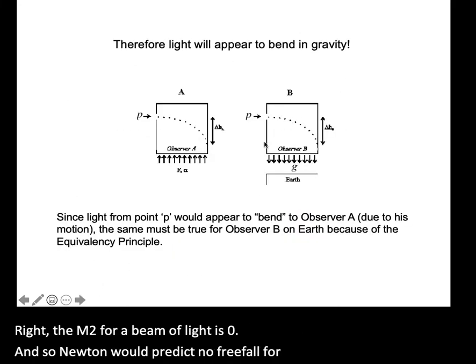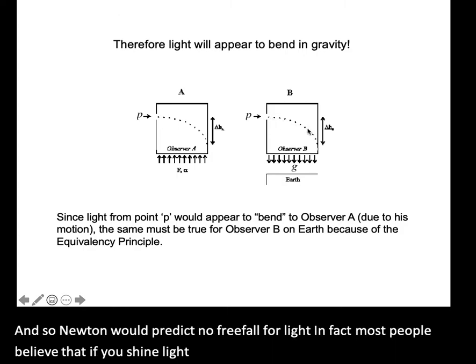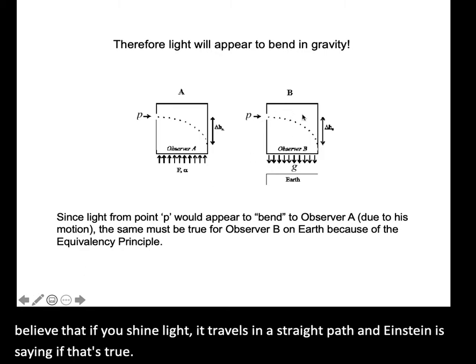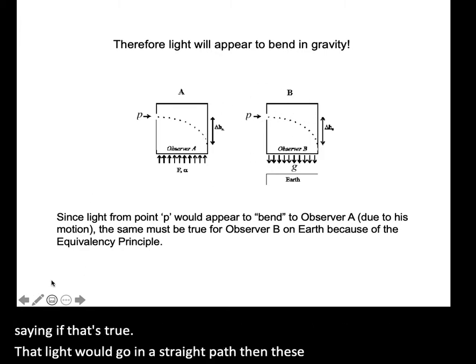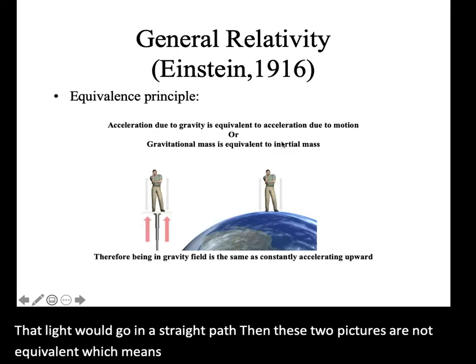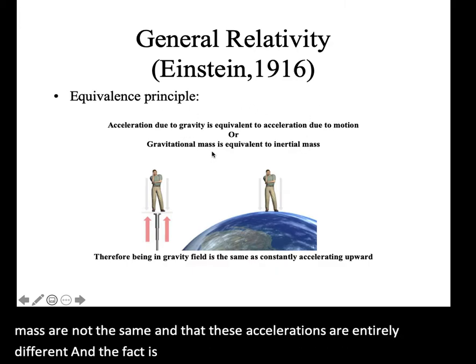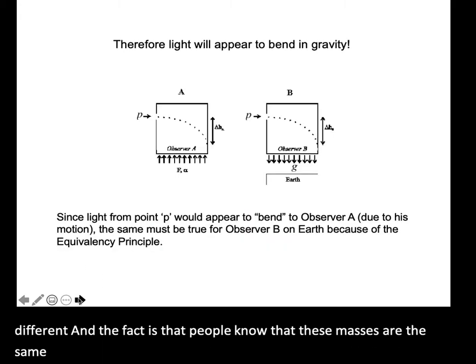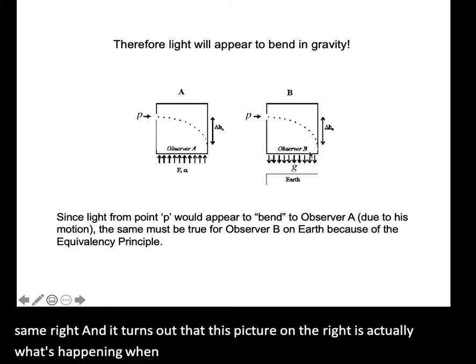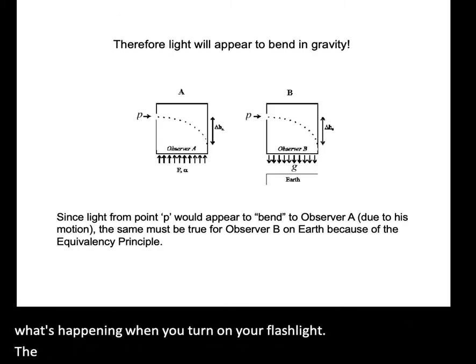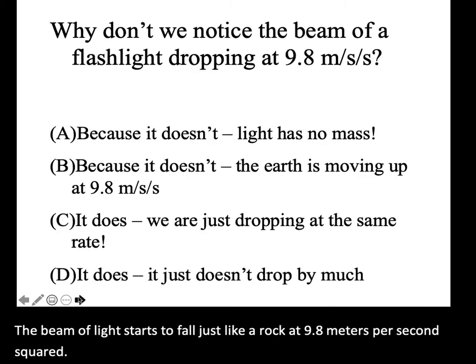In fact, most people believe that if you shine light, it travels in a straight path. And Einstein is saying, well, if that's true, that light would go in a straight path, then these two pictures are not equivalent, which means that your inertial mass and your gravitational mass are not the same, and that these accelerations are entirely different. And the fact is that people know that these masses are the same. And it turns out that this picture on the right is actually what's happening. When you turn on your flashlight, the beam of light starts to fall just like a rock at 9.8 meters per second squared. You've just never noticed it.